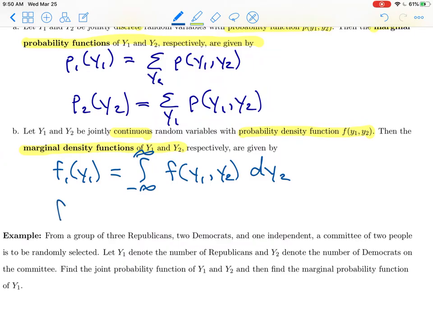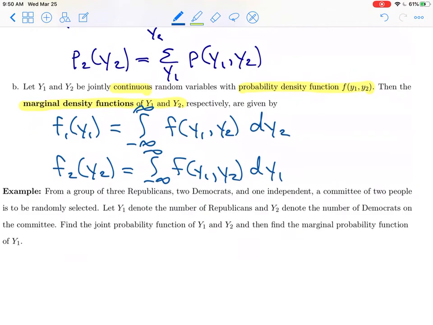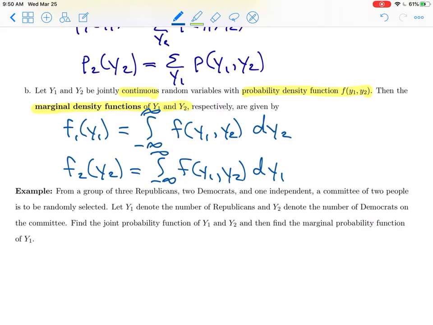If we want to find the marginal density function for y2, then we integrate that joint density function over all choices of y1. So those are our marginal density functions. You either sum or integrate over the other random variable to find the marginal probability function or density function.